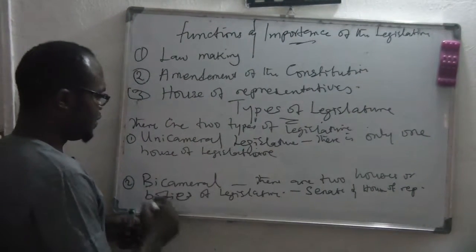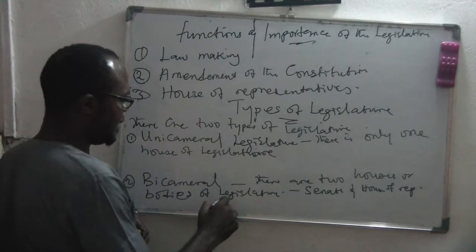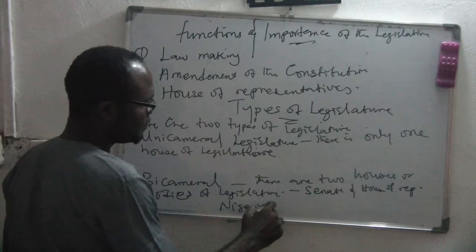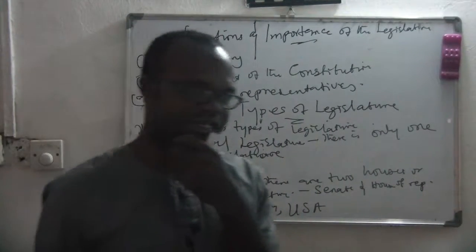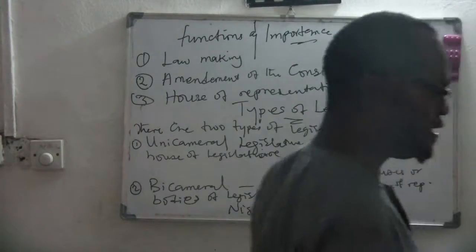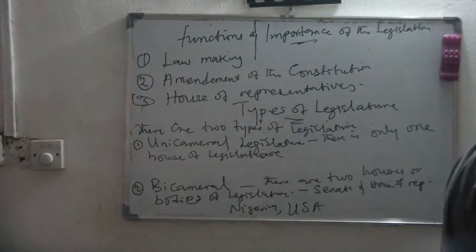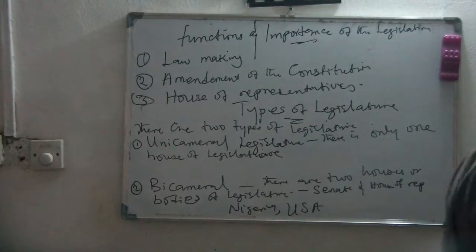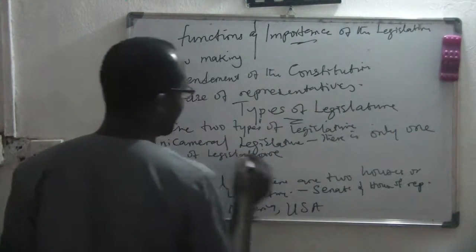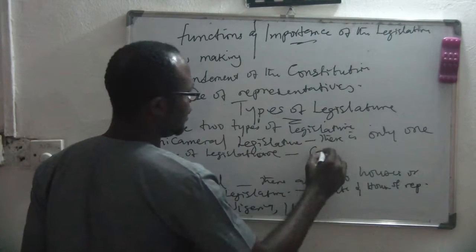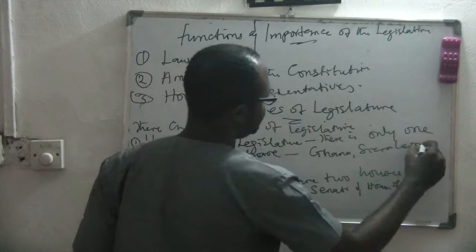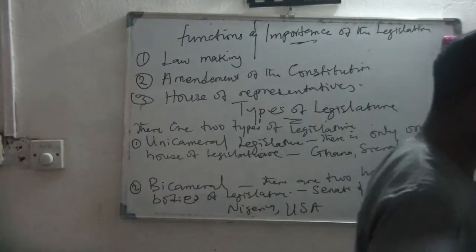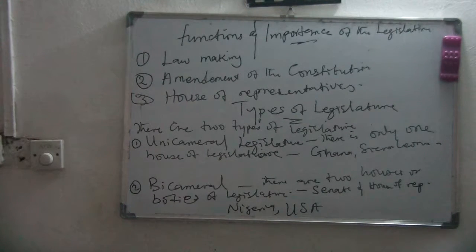You understand? So the countries that practice the bicameral, we can write Nigeria. In USA also, they practice bicameral legislation, because they also have the Senate and the House members. Is that clear? Countries that practice unicameral are countries like Ghana, Sierra Leone, Gambia. All of them practice unicameral.